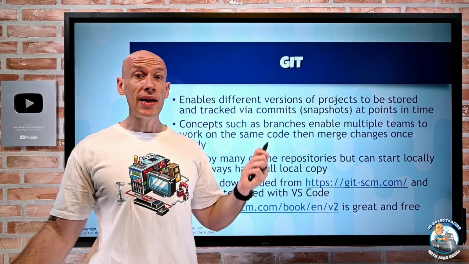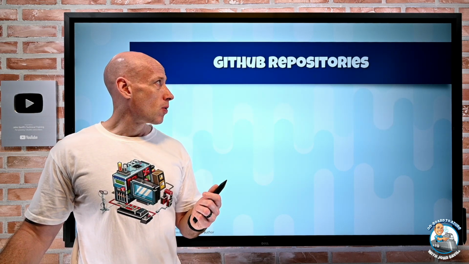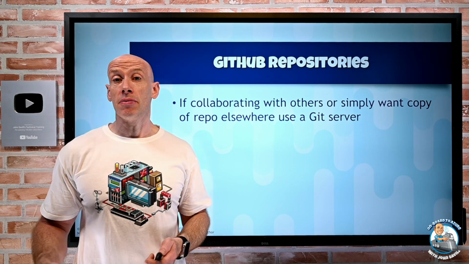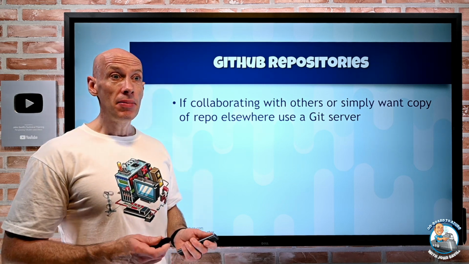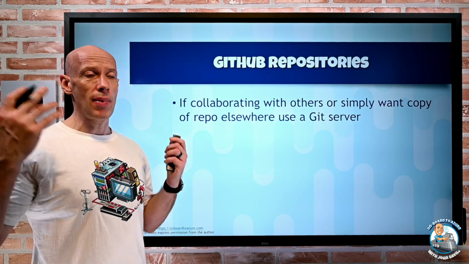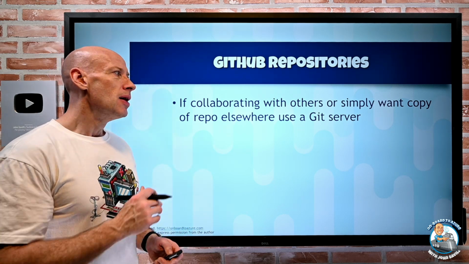So I could use it completely locally. But if I want to collaborate with other people, I probably want some remote repository. And GitHub is just one of them. So GitHub talks Git, but there's also Azure DevOps. There are other technologies. I don't even remember all the different names. There's Bitbucket and GitLab and all these different things. But I want a Git server.